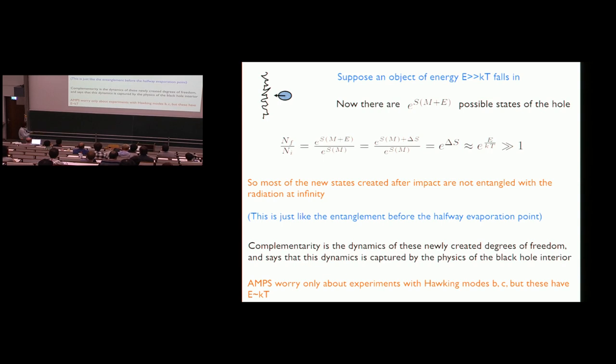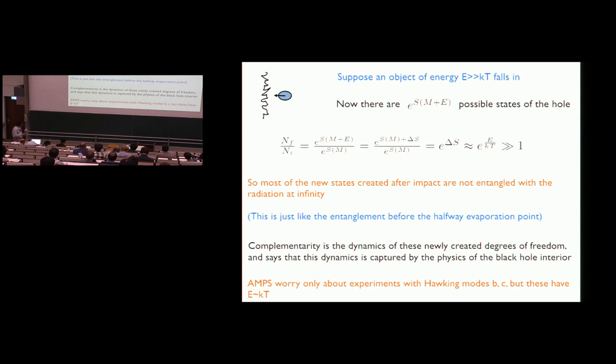So when the new object falls in, you can actually end up creating new states. If I fall in with energy 10 kT, the new black hole actually has a large number of new states, which are much more numerous than the old states it had. And the new states you create are not entangled with anybody. The old states could be maximally entangled with the outside of the halfway point, and all that is true. But when something falls in, it always creates new states of its own, and those states are not entangled with anybody. The evolution of those new states is captured in the fuzzball complementary evolution. So that was the actual hole in the argument as to how you can get back with fuzzball complementarity.